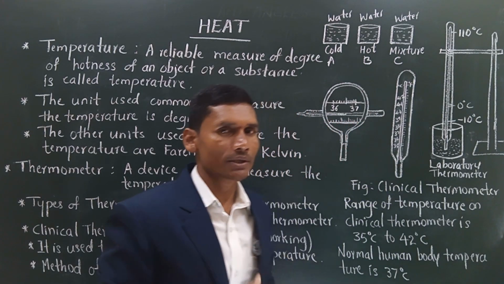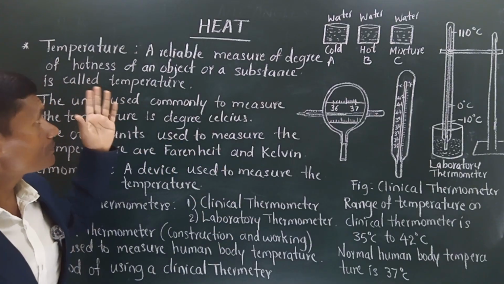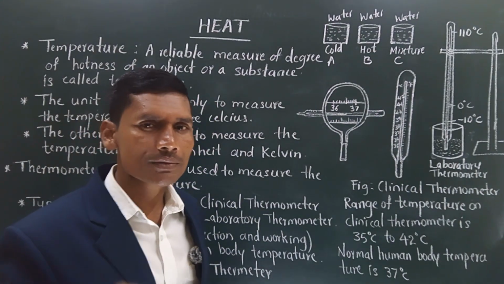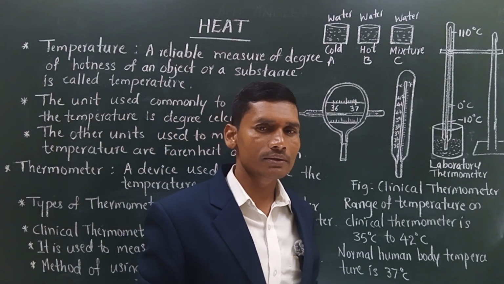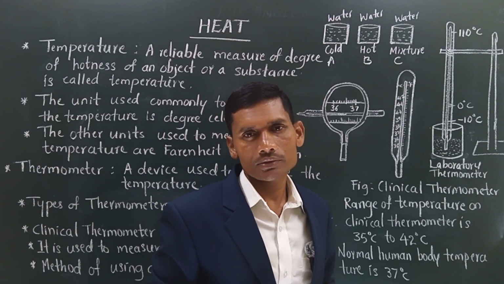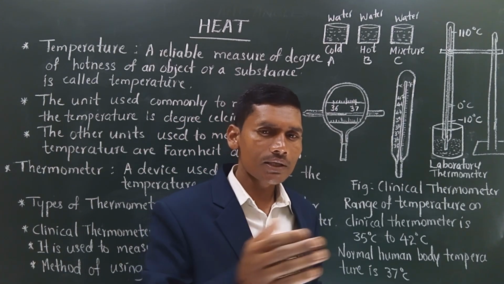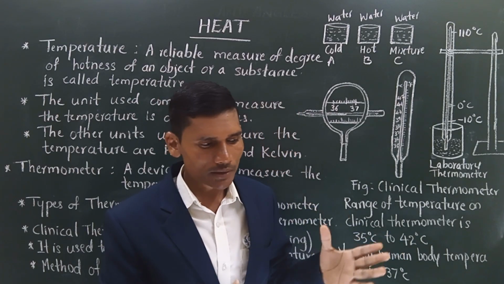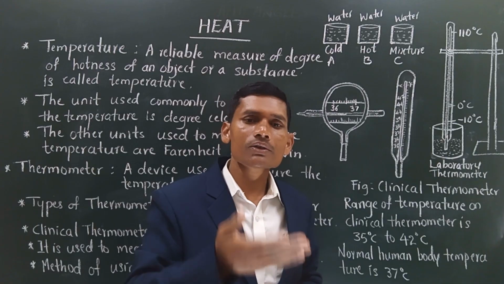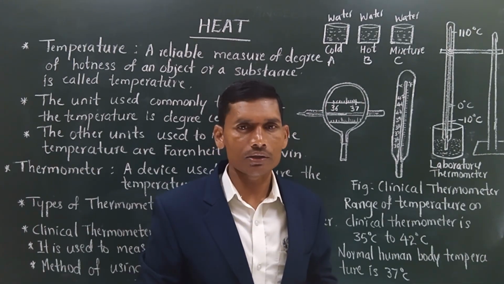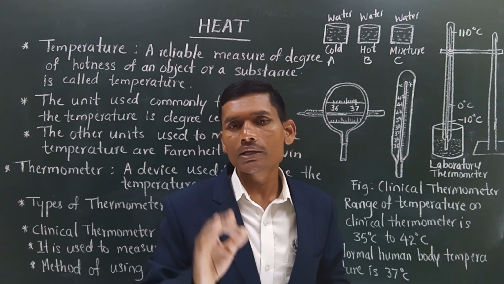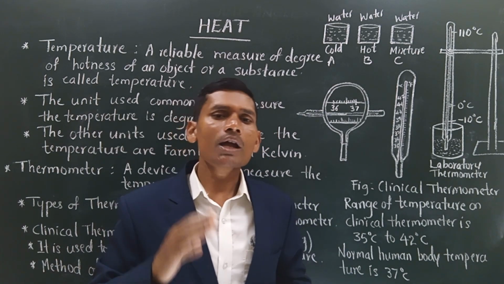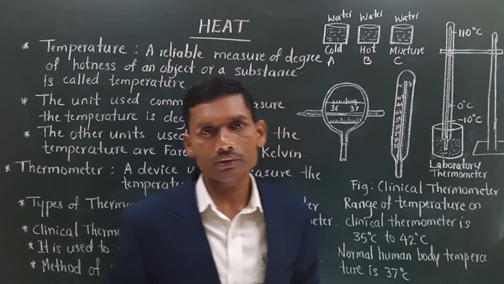Then what is temperature? Temperature is a reliable measure of the degree of hotness of an object or a substance. Reliable means we can believe it. It is the degree of hotness of an object. To what level it is hot, if you are measuring that, that is what we call temperature, right? Then how do we measure this temperature?